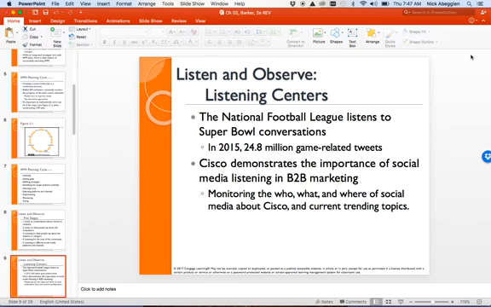A couple great examples here would be the National Football League, the NFL, and how they utilized the listening around different tweets and how many tweets went on during the Super Bowl, as well as Cisco. And a great example from Cisco is that Cisco has stated that it achieved a 281% return on investment from their listening center. So in social media listening in 4 key business areas.